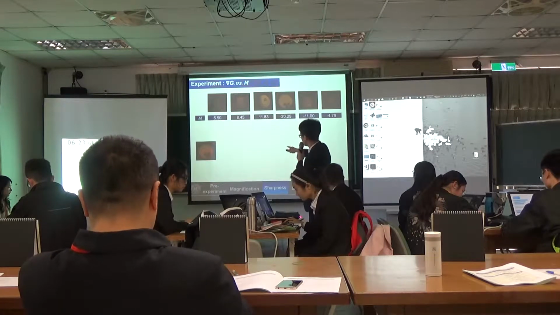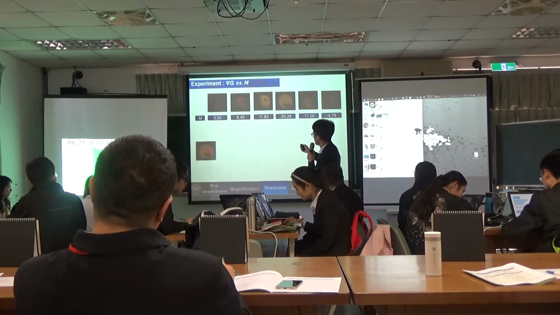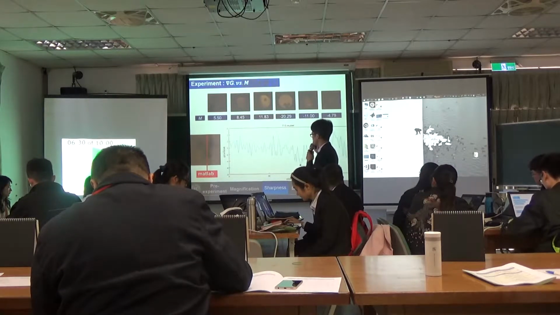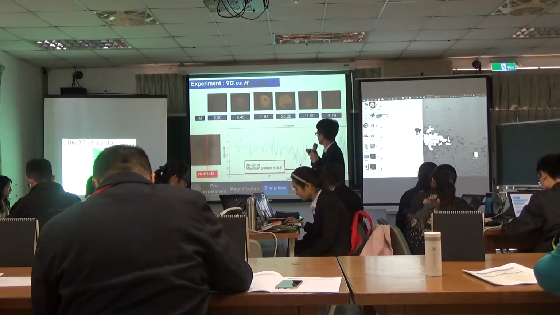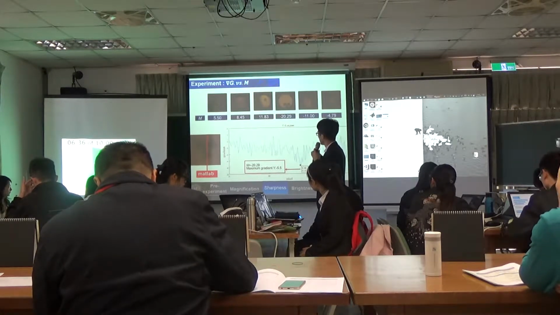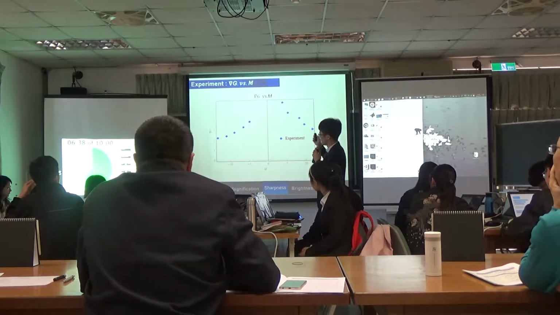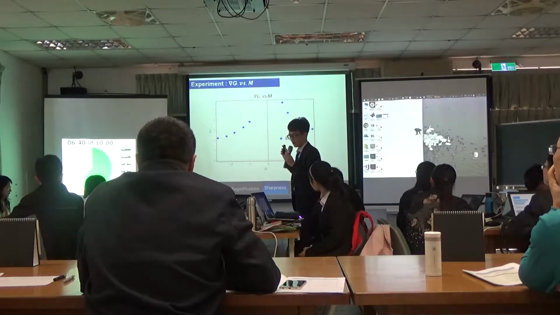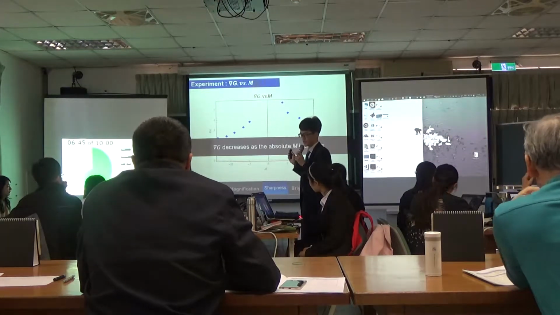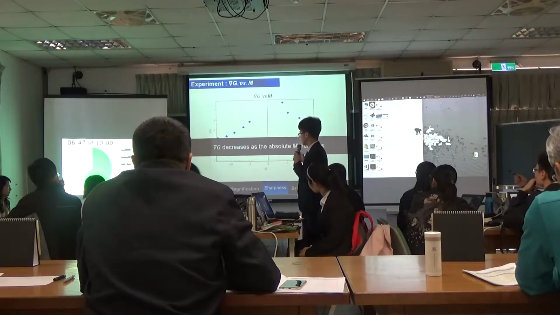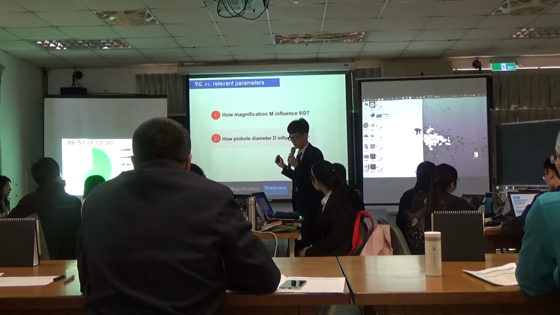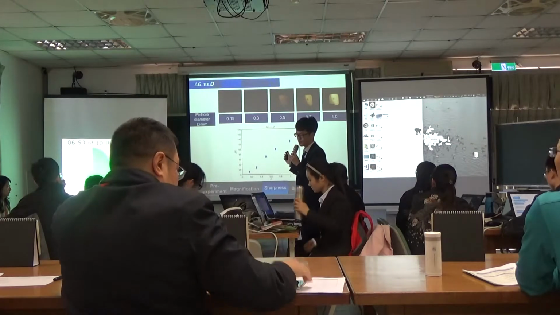We use the middle line of the image as our sample, and this is given by MATLAB, and we found that the maximum gradient in our data here is 5.5, and we draw this picture. We could find that the gradient G decreases as the absolute value of M increases. Then let's study how pinhole diameter D influences gradient G.